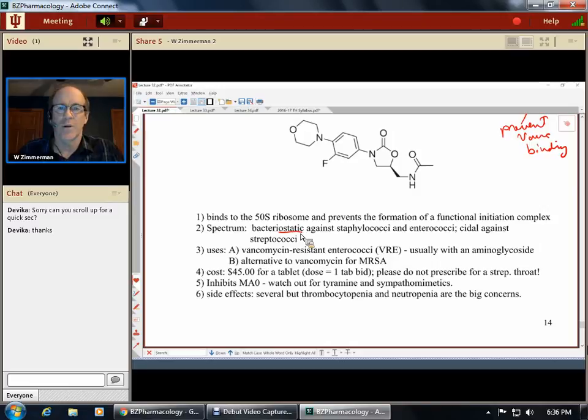When would you use this drug? Well, certainly vancomycin-resistant enterococcus, frequently with an aminoglycoside. You could use it as an alternative to vancomycin for MRSA, for somebody who can't tolerate the vanc. So, two pretty important uses, VRE and MRSA. It can be given orally, it can be given IV, but a tablet of it is $45, and you dose it twice a day. Now you're looking at least $100 a day. For 10 days, you're looking at $1,000 for an antibiotic.